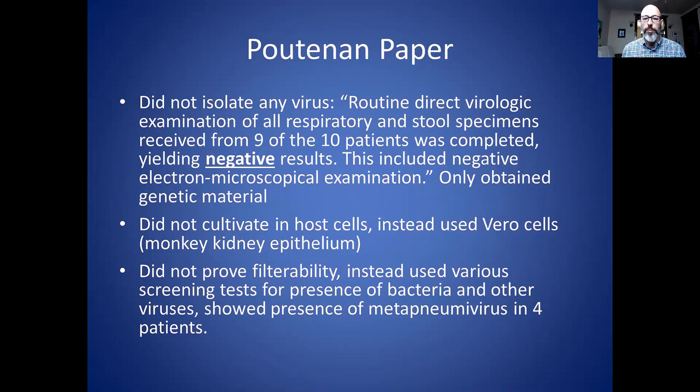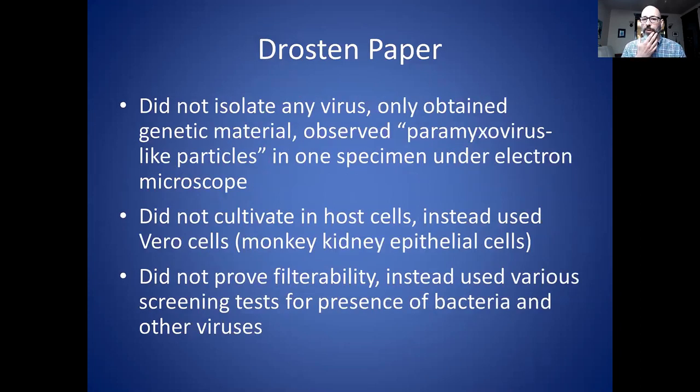So what they did was they performed all of these different tests, mostly genetic tests or antibody tests, to screen out for the presence of other bacteria or viruses that are known to cause disease. And in this case, they actually found metapneumovirus in 4 of the 9 patients, which definitely confused the issue. So once again, in the Poutanin paper, they did not prove any of the 3 criteria as claimed. So let's look at the Drosten paper.